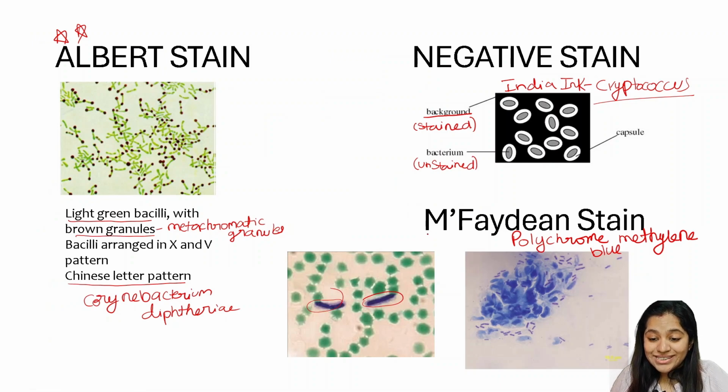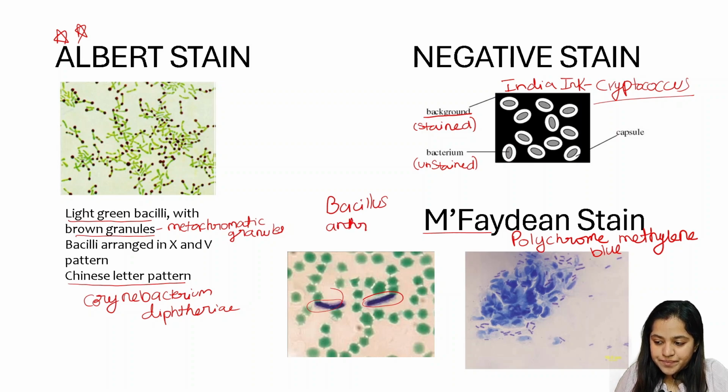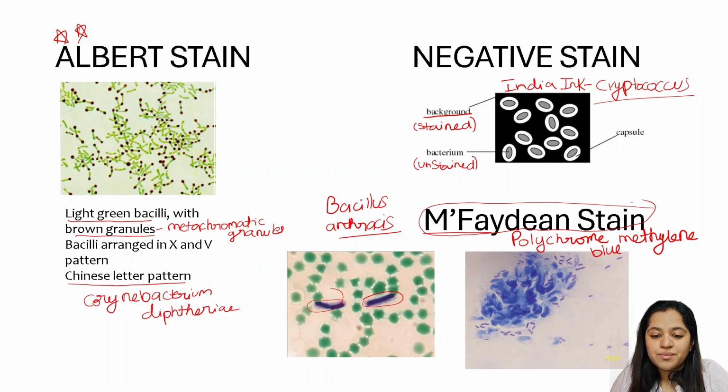Now this staining is very classic for your Bacillus anthracis. The polypeptide capsule of Bacillus anthracis is stained by this. Whenever you see this McFadden stain, always go for your Bacillus anthracis.